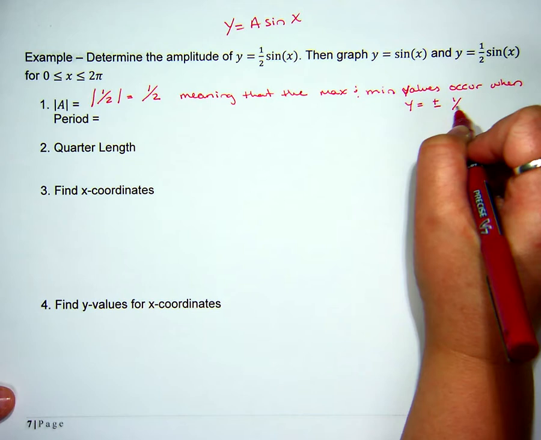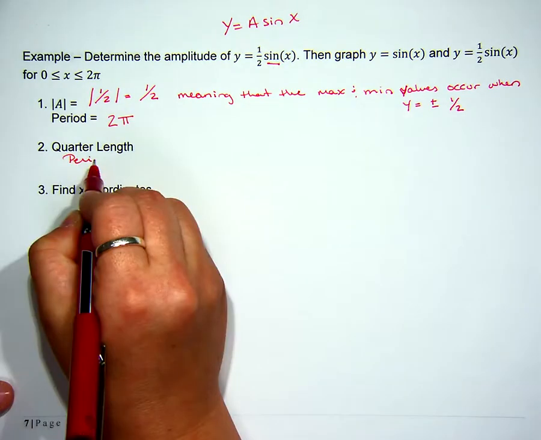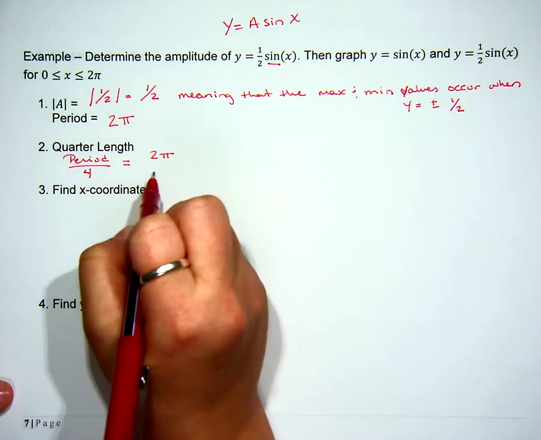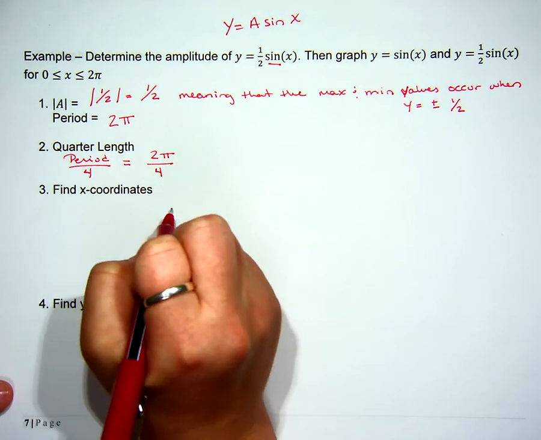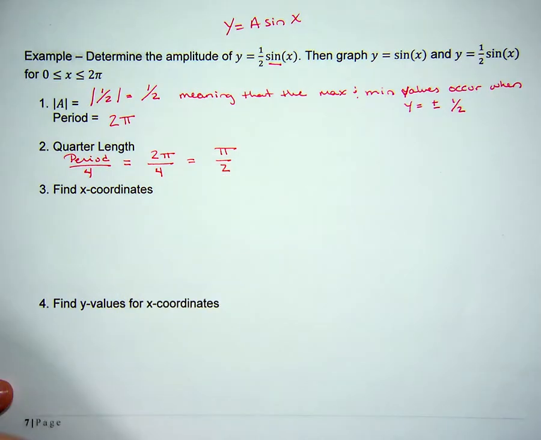The period. For the sine function, the period is 2 pi. The quarter length is to take your period and divide it by 4. So that means I'm going to take my 2 pi, divide it by 4, simplify pi over 2.